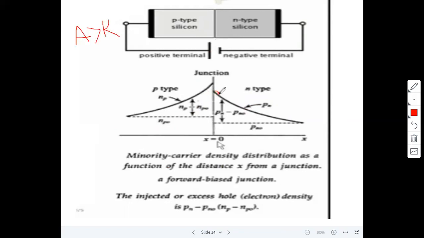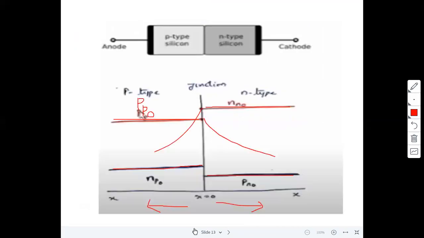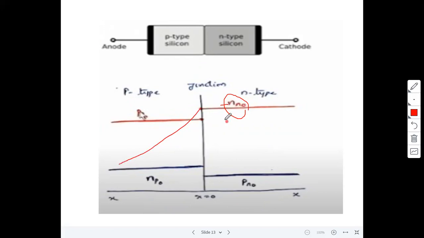Due to diffusion, whenever majority carriers enter the P side, suppose Nn naught enter into the P side, they behave like minority carriers. Similarly, when Pp naught enters the N side, it behaves like a minority carrier. Why? Because electrons are the majority carriers in N type. Whenever we apply some positive voltage here, they diffuse into this side. In the P side, these electrons act as minority carriers.